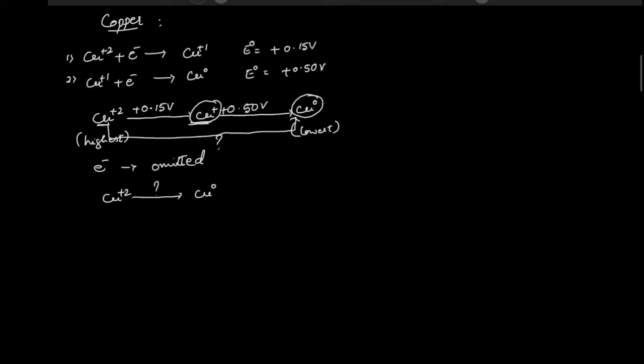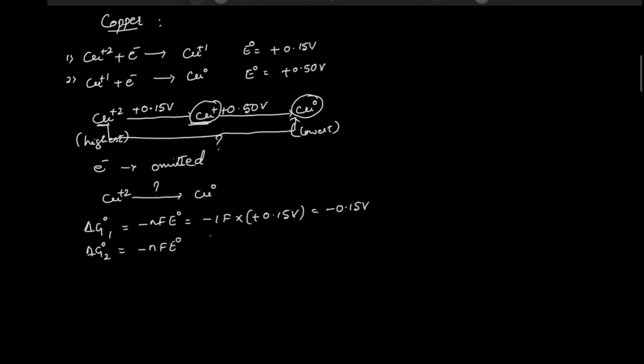We need to calculate the value of E naught. Now we need to calculate the delta G naught value for this first step, that is minus n F E naught. How many electrons are involved in the first step? Only one electron: minus 1 into F into E naught, which is plus 0.15 volt, equal to minus 0.15 F. Delta G naught for the second step is minus n F E naught.